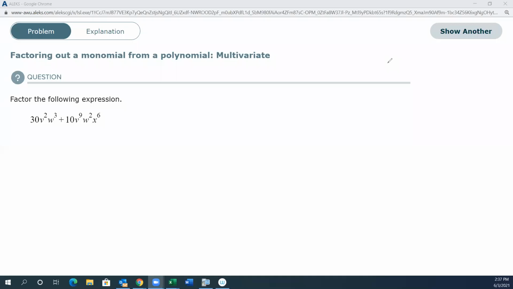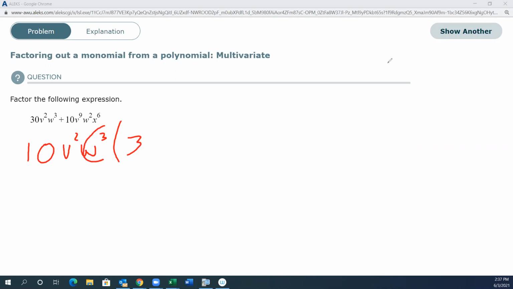And now we factor again. What's the biggest thing that divides into 30 and 10? That's going to be 10. And then they both have at least two V's, and they both have at least 2 W's, and they don't both have x's. Okay, so there's our GCF. So when I pull a factor of 10 out of 30, 30 divided by 10 is 3. I pulled out 2 v's, that's both of them.